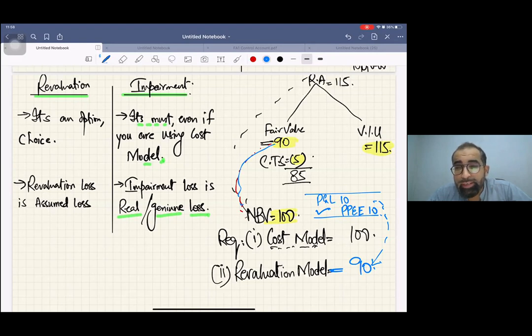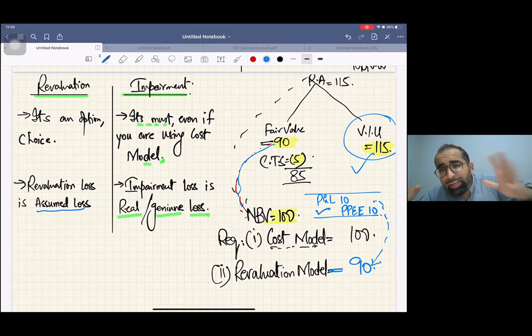Now, get ready for a big understanding. Listen. This time in the revaluation model, you book a $10 loss just because of your policy. So this is not a real loss, not a genuine loss. If you see the big picture of the question, one thing is still very good. VIU is excellent. The asset has not gone down from every side. One side of the asset is still active. VIU is good. This is just because of fair value downfall. Just because of the current fair value downfall, you book this loss. So this is assumed loss.